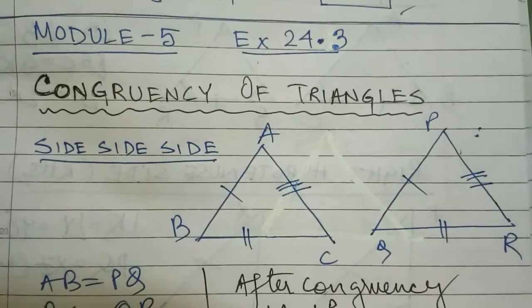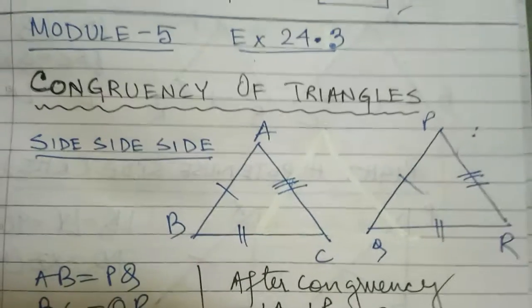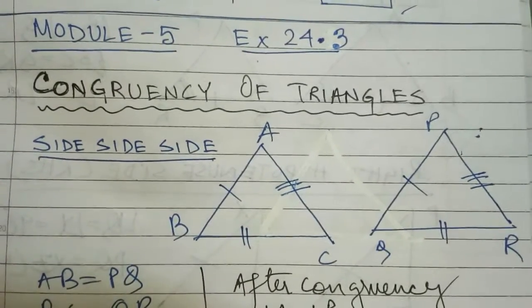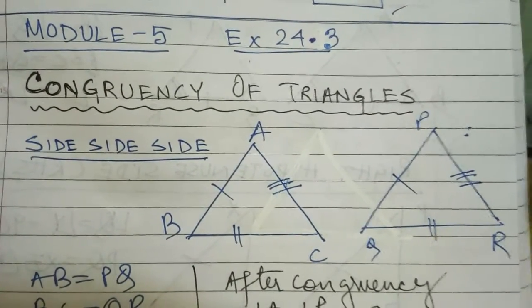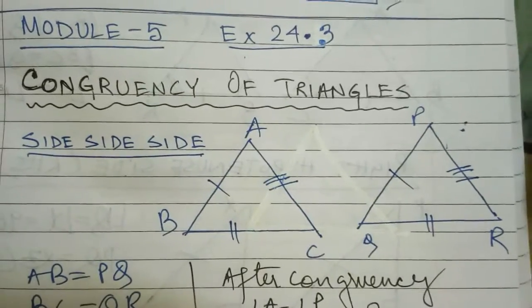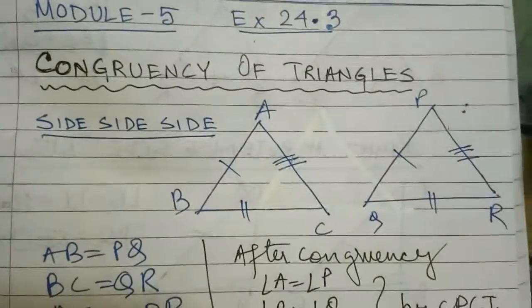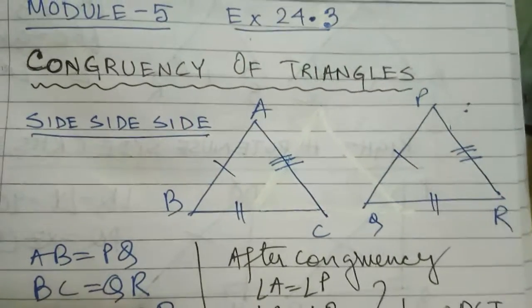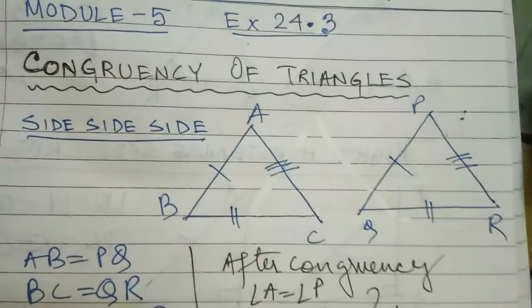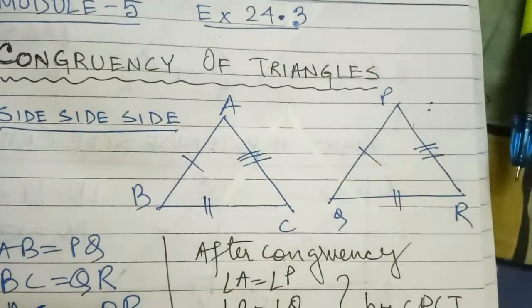Now we'll start with the new exercise, but before that I want to make you understand what the congruency of triangles is. I hope you have done something in class 7 or 6 also. Now we are going deeper in class 8 and then class 9 and 10 also. Now in congruency of triangles, what does congruency mean? You have to prove that both the triangles are congruent. Congruent means that they are the same.